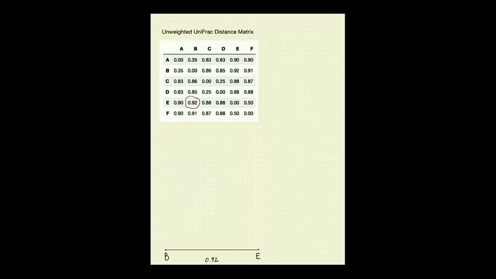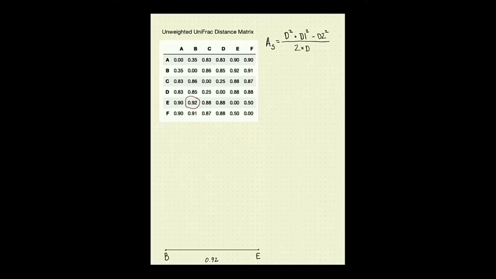So now I have to introduce a formula that we're going to use to place every other point on this axis. And so I'm going to jot that formula down up here. I'm going to say A_S equals D squared plus D1 squared minus D2 squared, all divided by 2 times D.